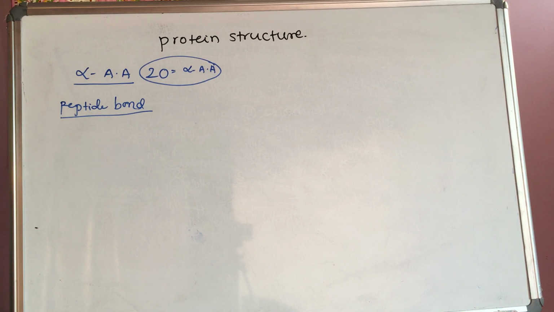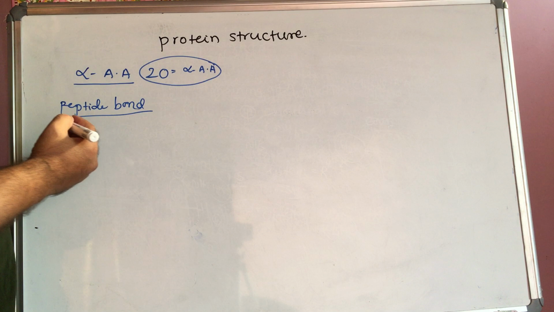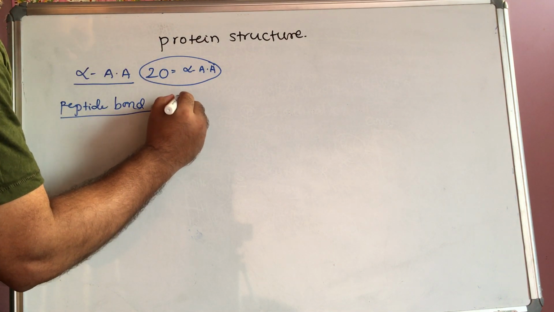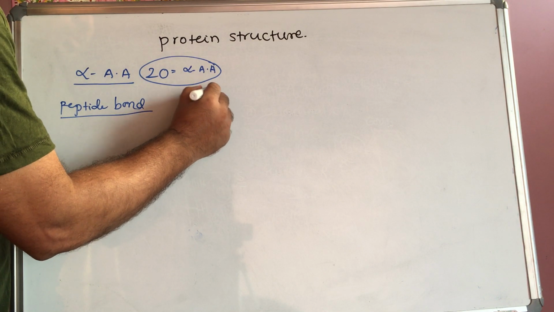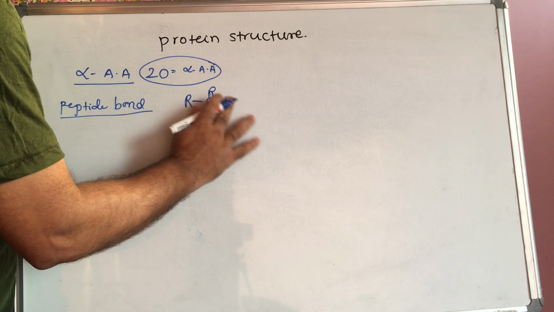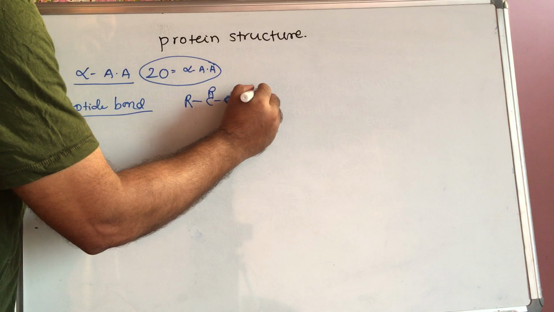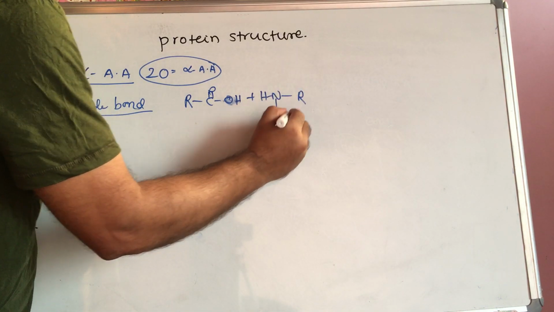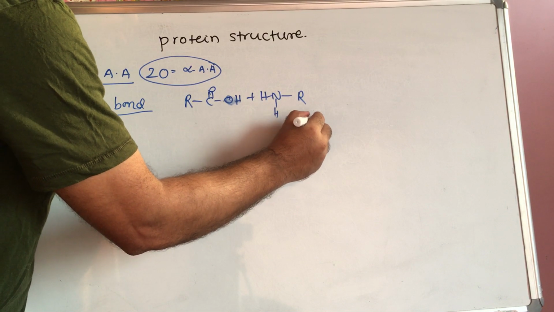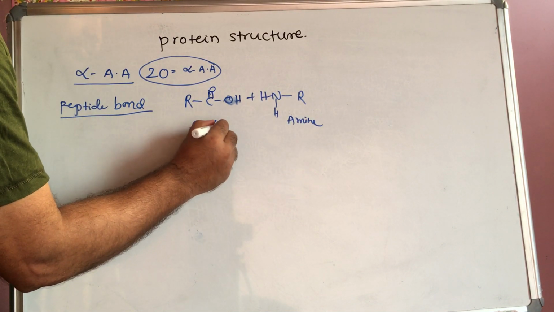Peptide bond is the amide bond which links the amino acids. For example, we know that acid plus amine combine to form RC double bond O, OH plus H and R. This is amine. This is a carboxylic acid.